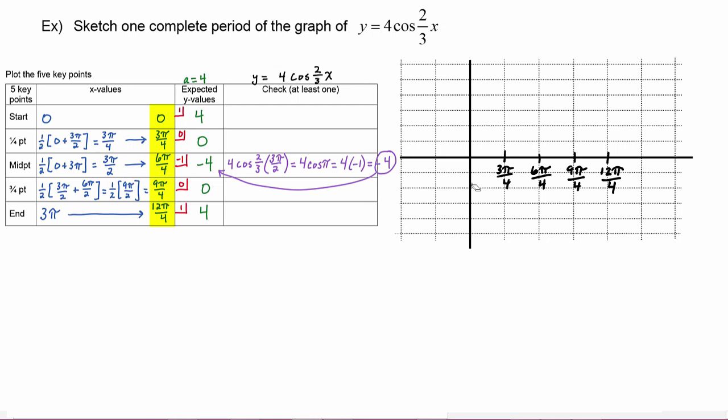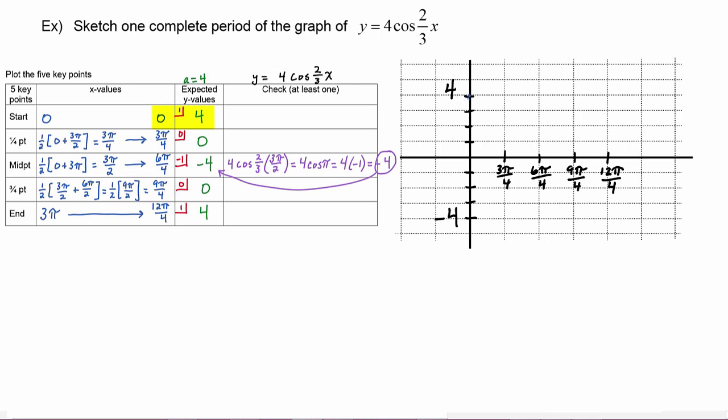And you're welcome to write them with their common denominator, or if you prefer to write the reduced form, then you could call this 3 pi over 4, 3 pi over 2, 9 pi over 4, and 3 pi. That's fine. Your y scale looks like it's going to go by ones. We know we have to go up to positive 4, and we're going to have to go down to negative 4. And now we're ready to plot those 5 key values.